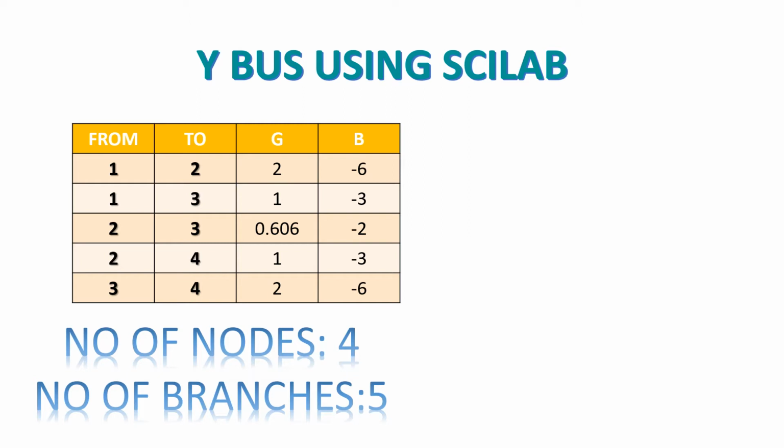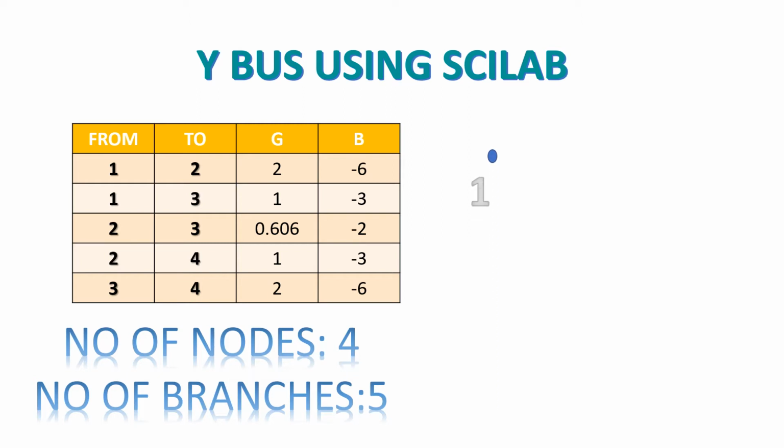I have taken this problem from Nagarath and Kothari textbook, where from 1 and 2 there is a transmission line connected. Between 1 and 3 another transmission line is connected. Like that, this problem is taken from a network. Let us see how this network looks like.